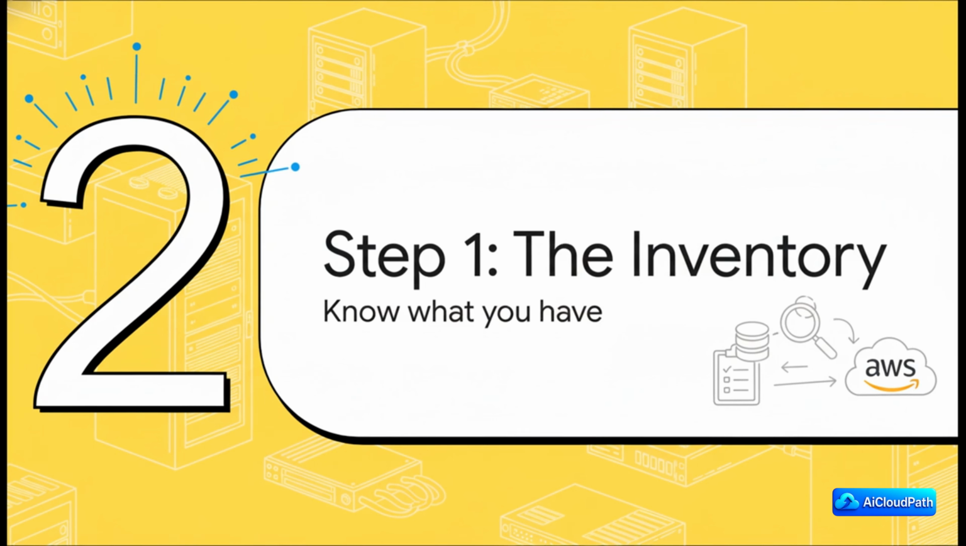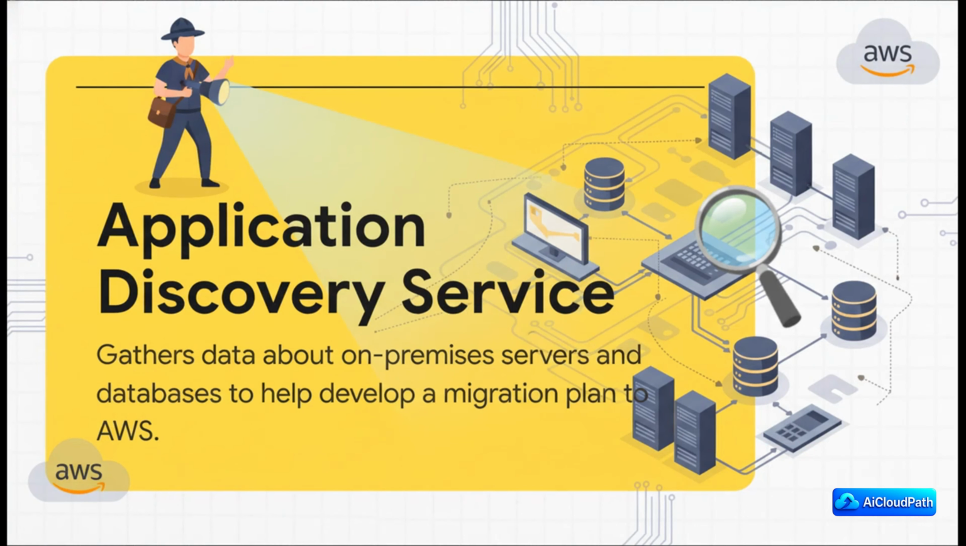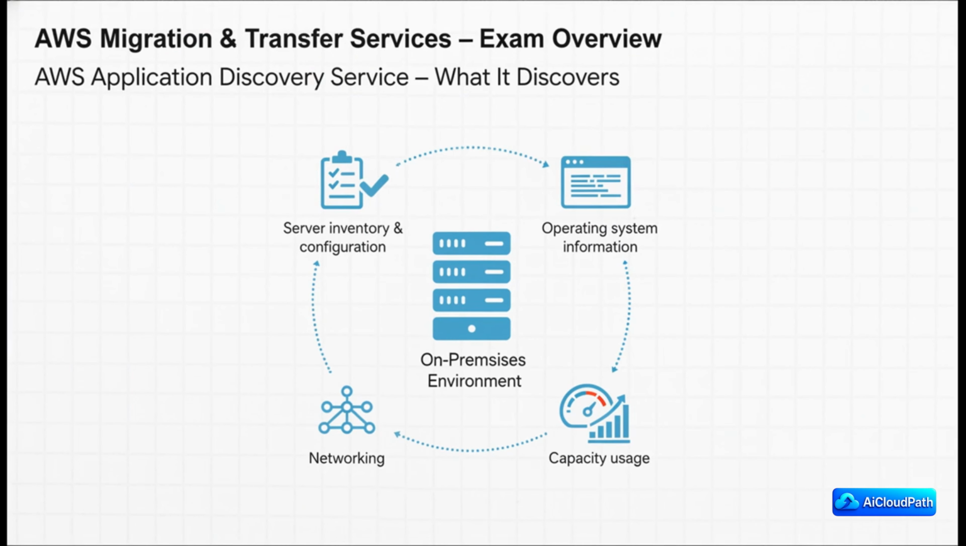This is the inventory phase, basically taking stock of your entire on-premises world. So, what's your main tool for this job? It's the AWS Application Discovery Service. The best way to think about it is like a scout that you send into your own data center. Its whole mission is to map out your IT landscape and gather all the intel you need to plan your move.